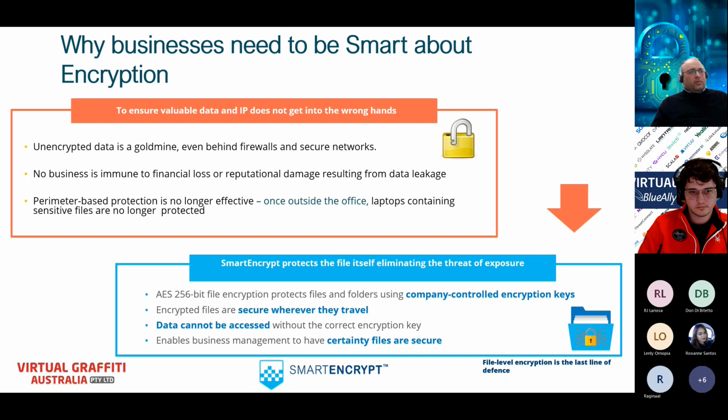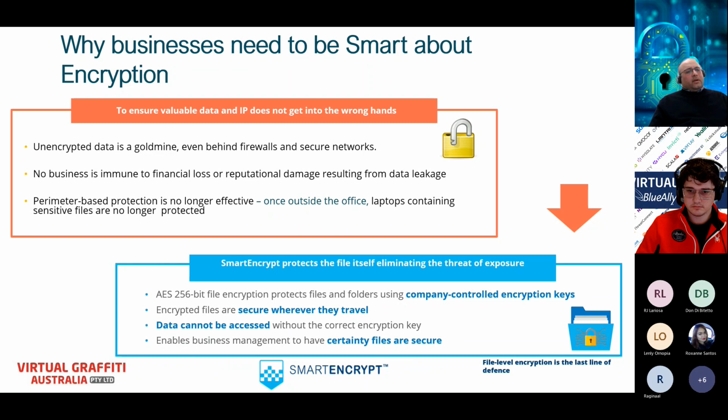And because of this hybrid work environment, we know that perimeter-based protection is just not enough. Right? People work from home. If your laptop is outside the office, and it contains sensitive files, and you're not encrypting that data, then it's no longer protected because it's basically accessible to everyone that's out there. Right? It's outside your perimeter. It's outside your walls. Right?